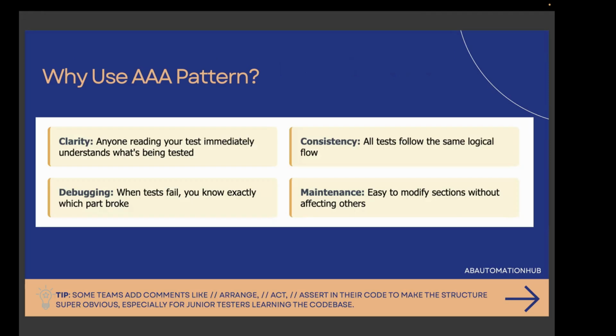Moving on, why use the AAA pattern? Because it gives you more clarity. If someone reads your test case, they will understand what is being tested. There will be consistency, and when you are debugging the test case, when there is a failure in the test case, you know which part exactly failed. And maintenance wise also, it's very easy to modify sections without impacting the others. Generally, in some teams, they also add comments like arrange, act, assert, so that any new joiner or junior tester joining the team understands the code base better.